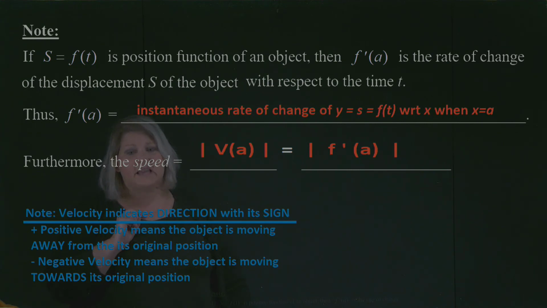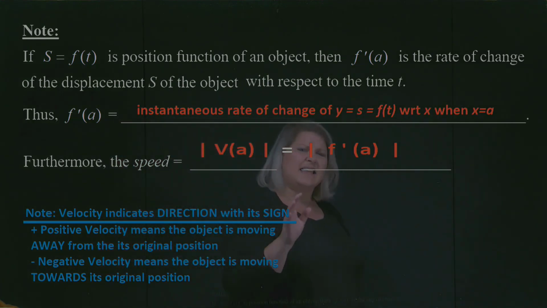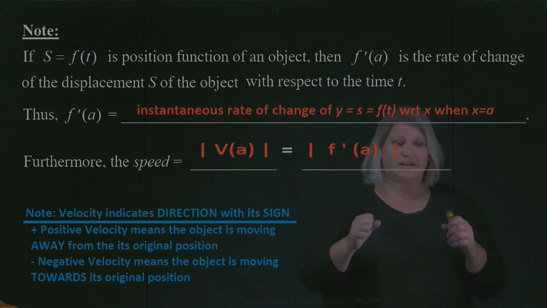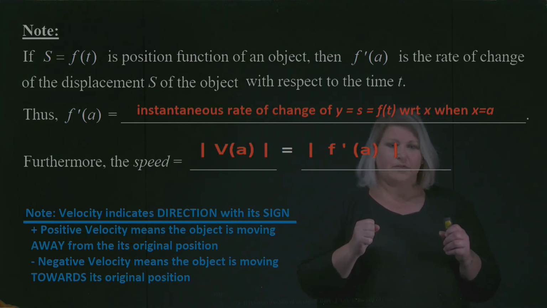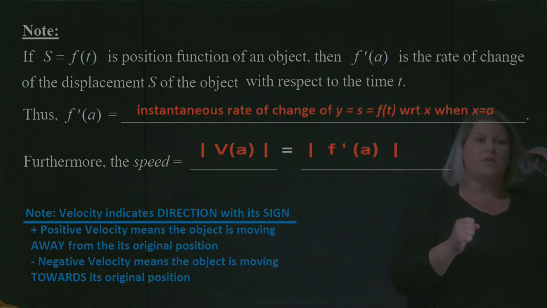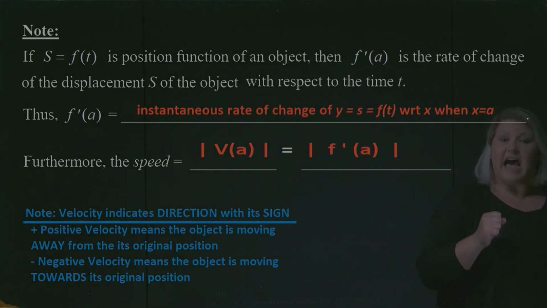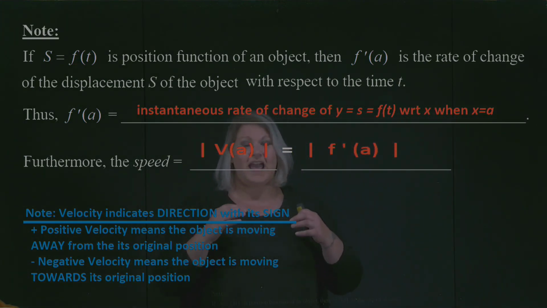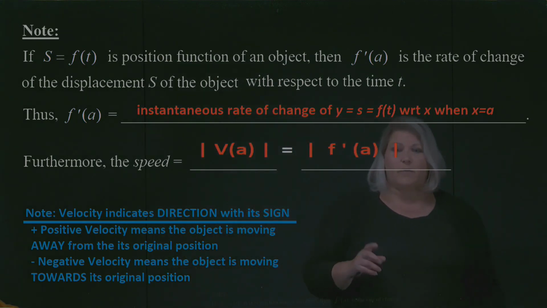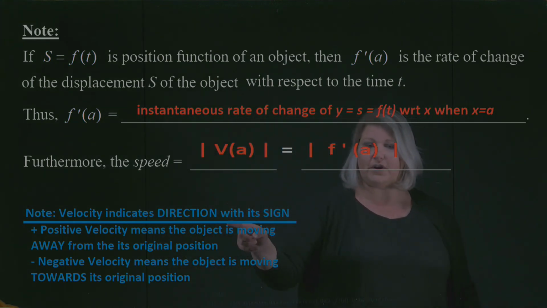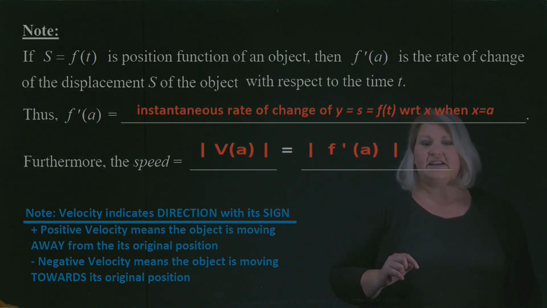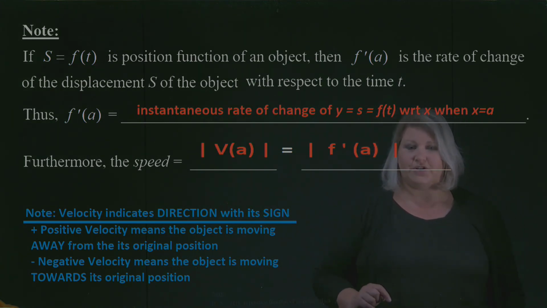A couple notes to keep in mind. Velocity indicates direction with sign. If I'm at my starting point and I start to move away from my origin in the positive direction, I am going to have a positive sign. When I start moving back towards my origin, then I'm going to have a negative sign. So positive velocity means the object is moving away from your original position. Negative velocity means that your object is moving towards the original position.